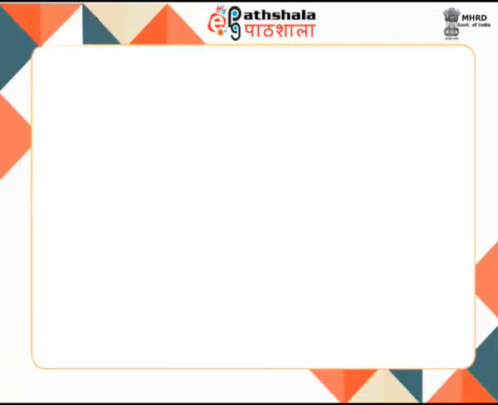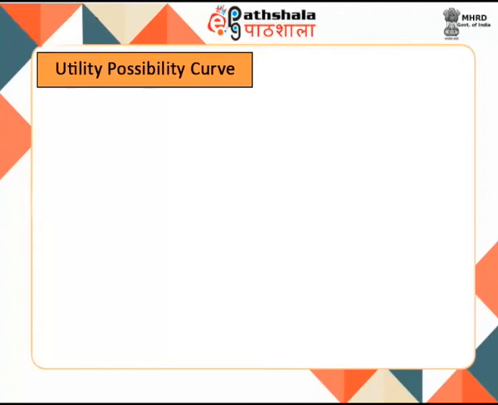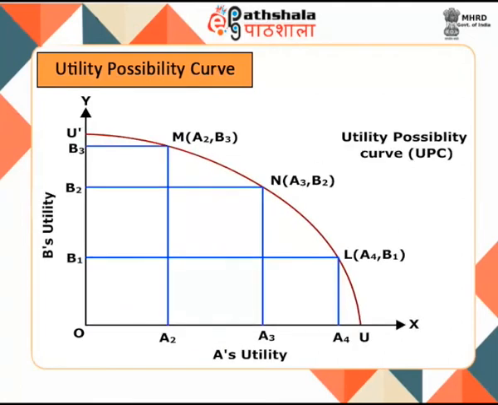Let's now derive the utility possibility curve from the consumption contract curve. By plotting the consumption contract curve from the output space into a utility space, we get the corresponding utility possibility curve. It shows the various combinations of utilities derived by individuals A and B, that is, UA and UB.